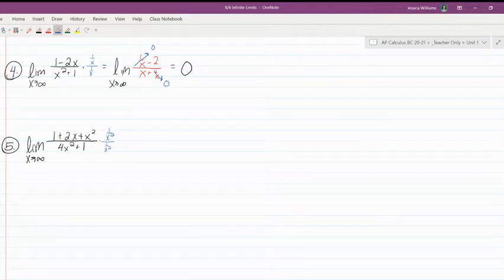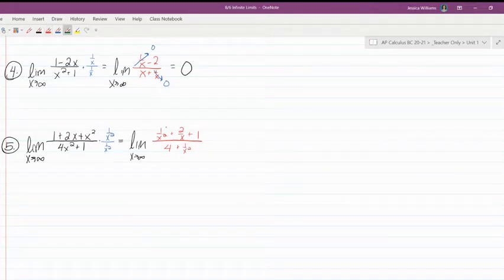All right, I'm going to multiply top and bottom by 1 over x squared. I'm going to distribute it into every single term, and then I'm going to see what's happening. So if I distribute in, now I have 1 over x squared plus 2 over x plus 1. And then on bottom, I have 4 plus 1 over x squared.